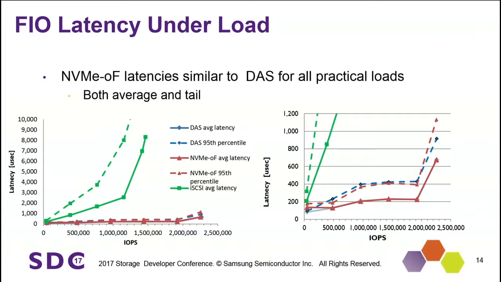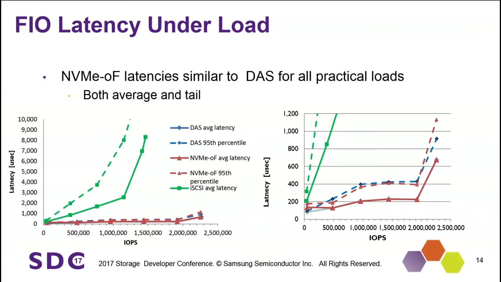NVMe-over-Fabrics basically tracks DAS latency with a small overhead of about 10 microseconds or so, right? And that's the basic point. Whether you're looking at average or you're looking at the 95th percentile, it doesn't matter. It tracks the DAS performance with a little bit of gap between them, as was the target when we built the NVMe-over-Fabrics technology.